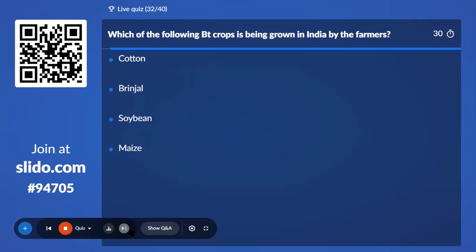Very simple and humble question. Which of the following BT crops is being grown in India by the farmers? I want 100% unity. I'll keep my eyes closed, and after the majority vote has come, I'll open them. I want 100% answer for this question. Brinjal, cotton, soybean, and maize. Which of the following 4 BT crops are cultivated by farmers in India?